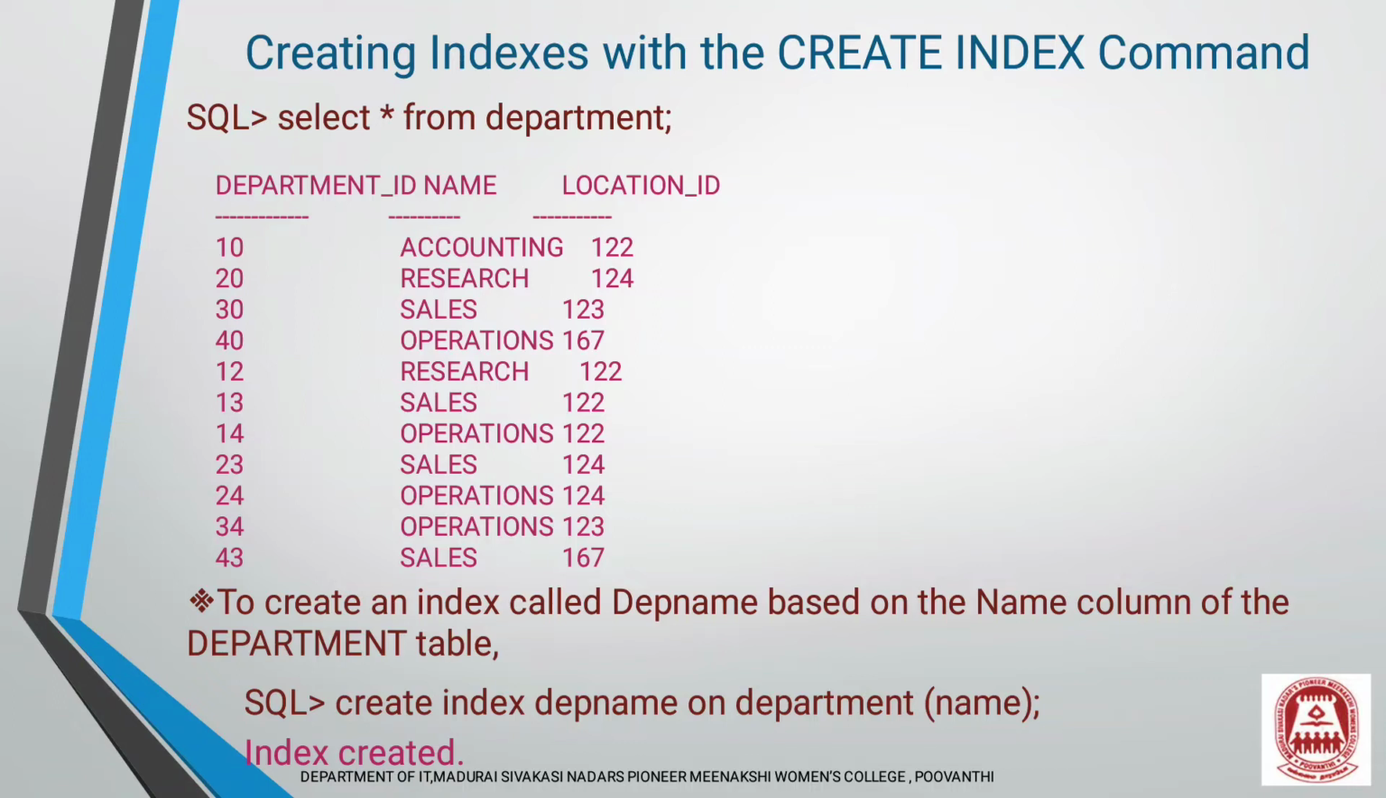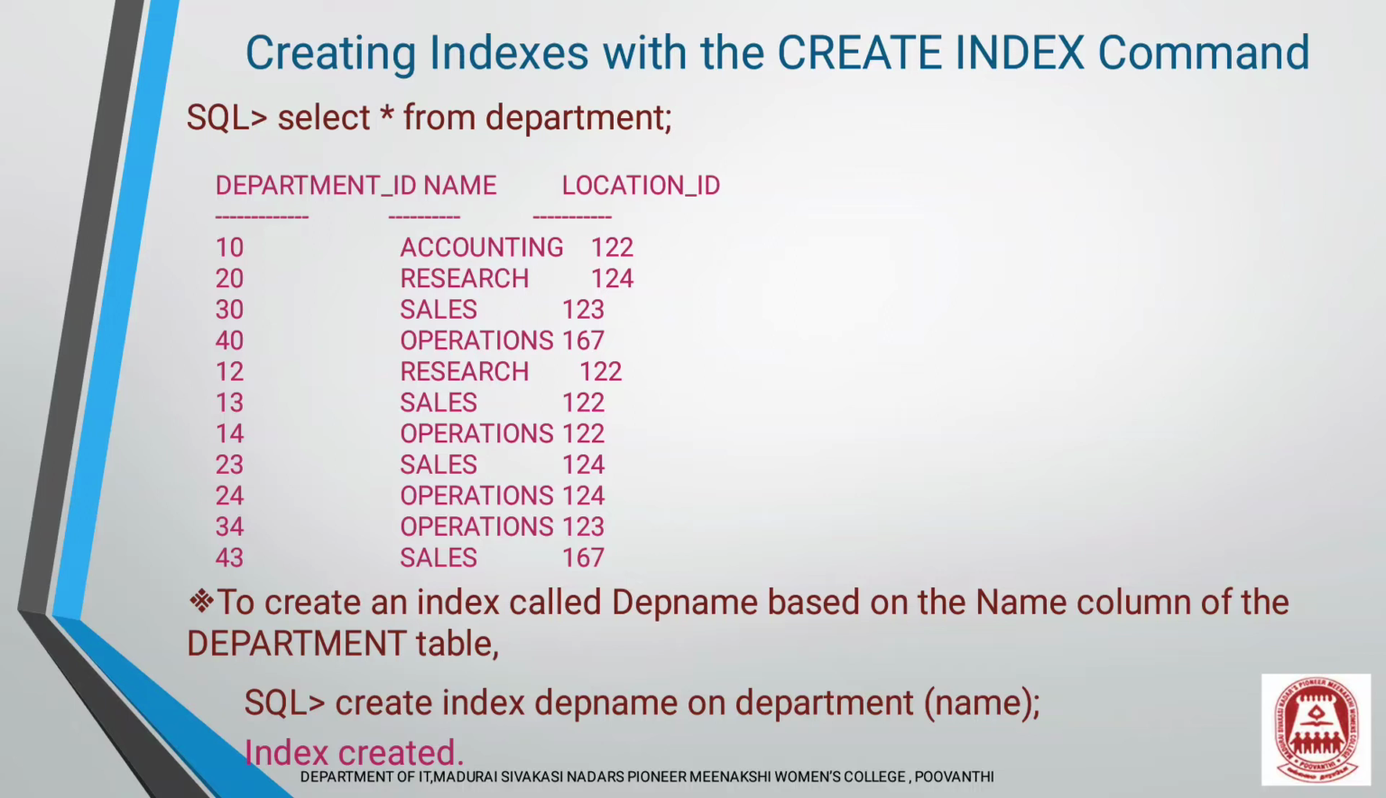Now I am going to take one table from those listed tables created by the user. The table is department. I am going to get the information from that particular department table. Select star from department. The table contents are listed here: the department ID, name, location ID, and the other information available.